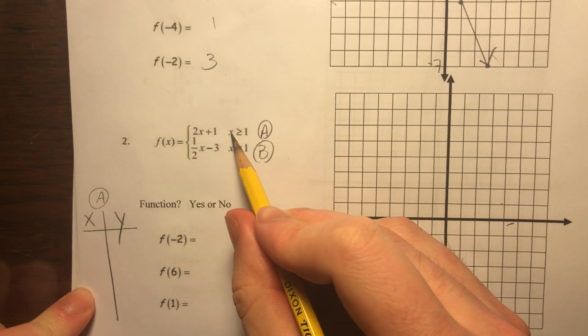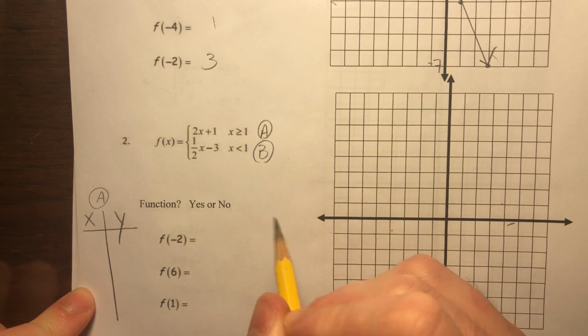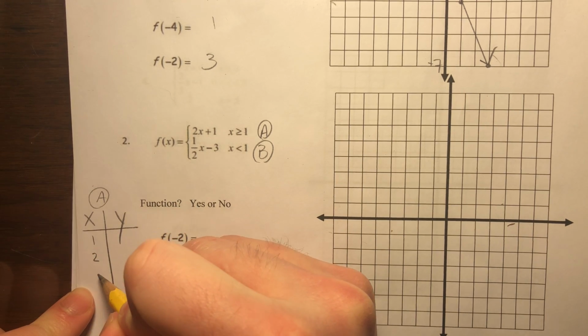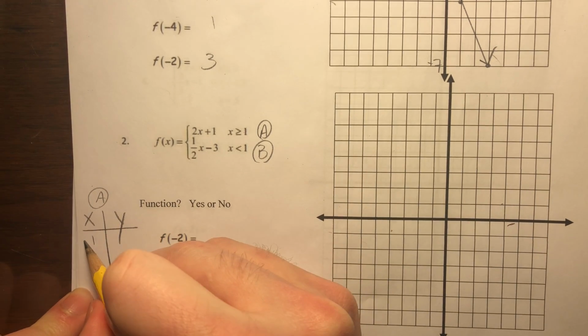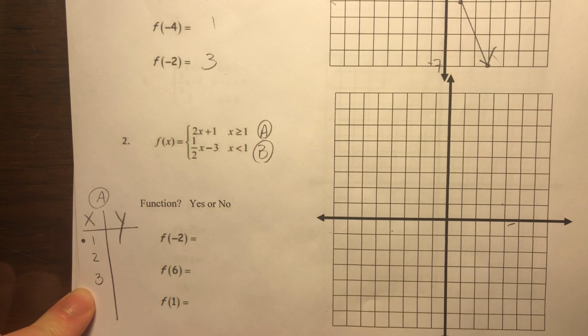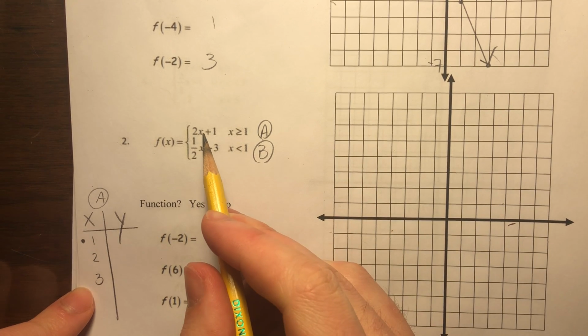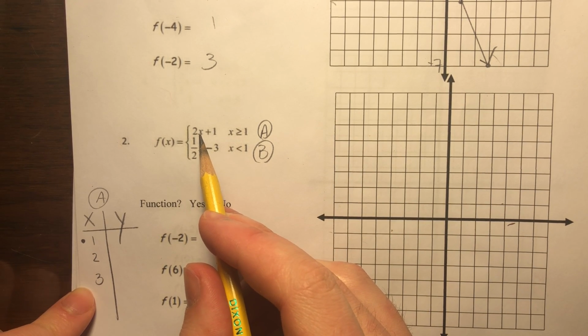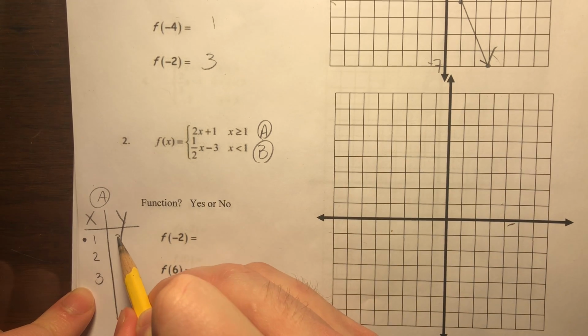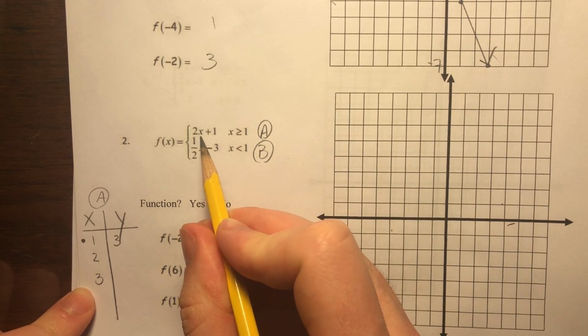So for A, it's x is greater than or equal to 1. So I'm going to start at 1 and go up. And I know I'm going to have a filled-in circle for this first coordinate. Plug in 1 to the function. 2 times 1 is 2. 2 plus 1 is 3. 2 times 2 is 4, plus 1 is 5.